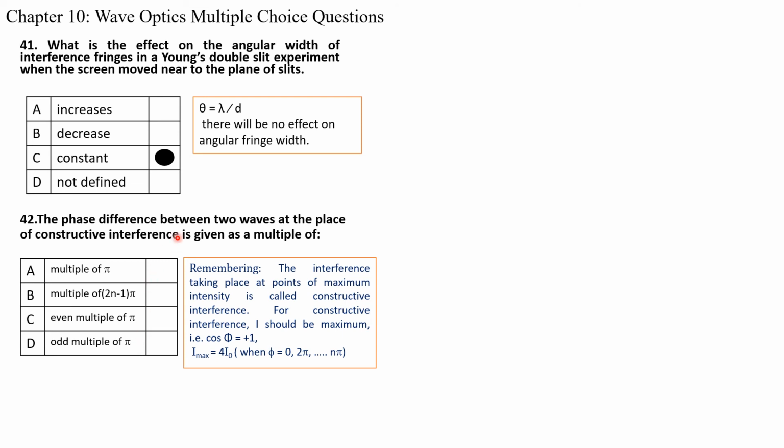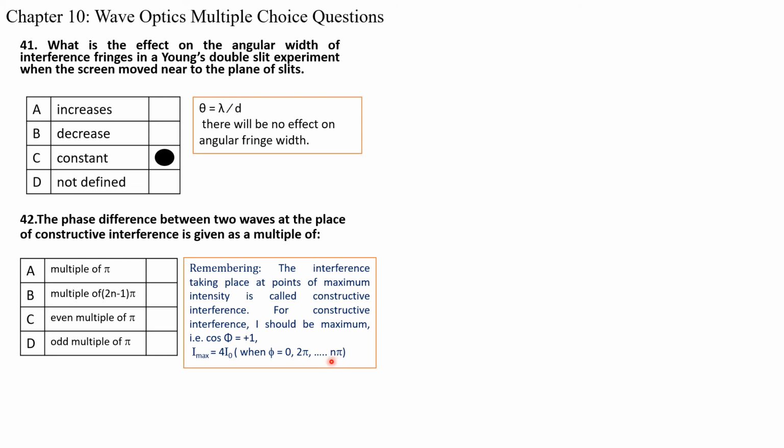So the phase difference of two waves at a place of constructive interference. Remember, the interference taking place at points of maximum intensity is called constructive interference. This is by description. So for constructive interference, I should be maximum. Therefore, cos phi should be equal to plus 1. Therefore, I max is equal to 4 times I naught, that is phi is equal to 0, 2 pi, etc. up to 2n pi.